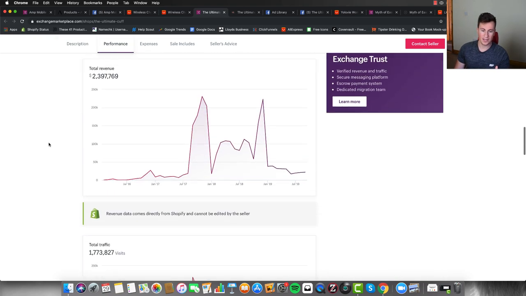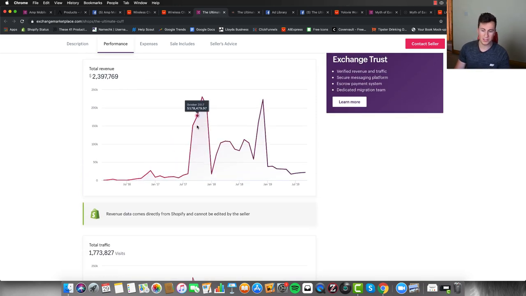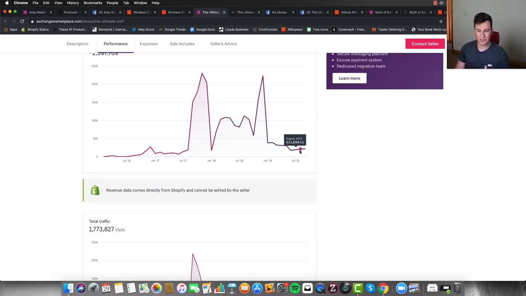Monthly revenue wise then, they're averaging 55 grand. And in the past 12 months, they've done 2.4 million with their best month at about 250,000. So again, a pretty healthy business. And these guys are still consistently turning over about 20 grand a month.